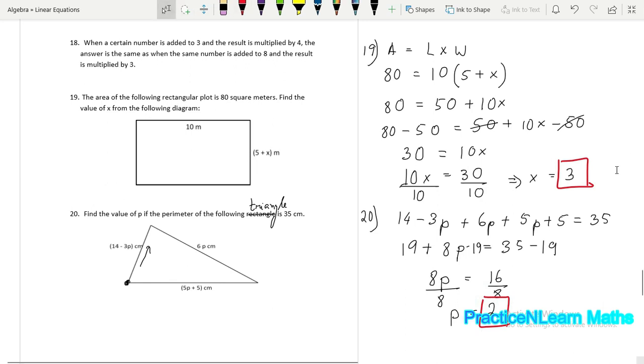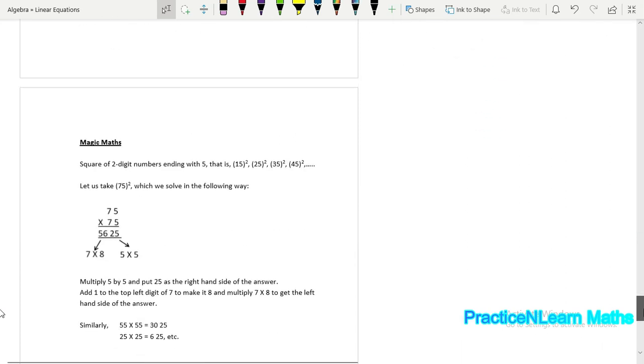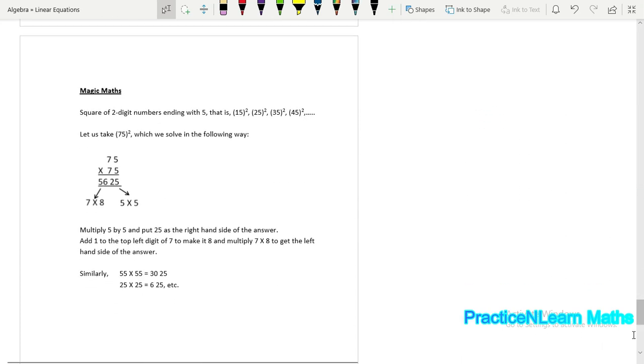Okay, now let us come to the interesting part of this, the mathemagic. Here you see square of two-digit numbers ending with 5. That is 15 square, 25 square, 35 square, 45 square. We are going to find out an easy way to multiply these numbers. Now let us take 75 square and we solve it in the following way.